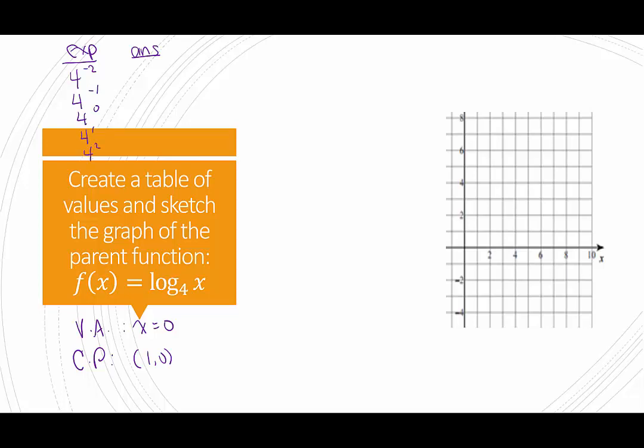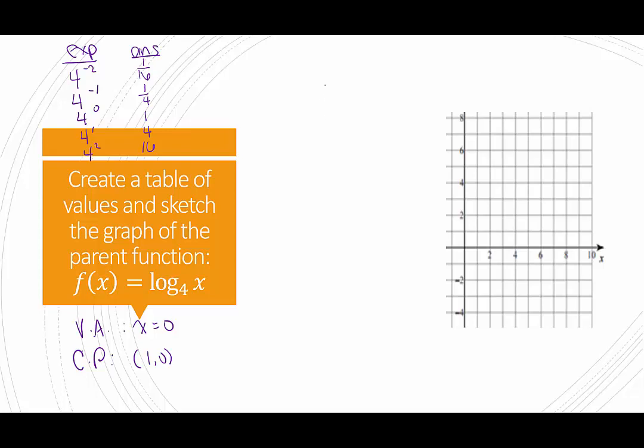4 to the negative 2 would be 1 over 4 squared, that would be 1 over 16. 4 to the negative 1 would be 1 over 4. 4 to the 0 is 1. 4 to the 1 is 4. 4 squared is 16. Okay, so we want to work with those powers, the powers being where I wrote answer, to help us figure out what we want to plug in for x.